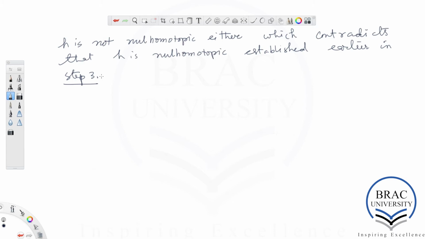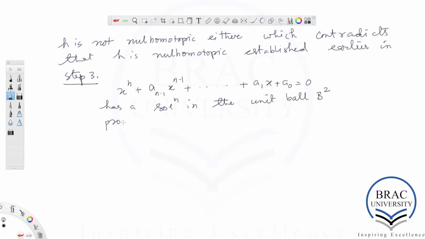In other words, the polynomial equation x to the n plus a n minus 1 x to the n minus 1 plus all the way up to a1 x plus a0 is equal to 0 has a solution in the unit ball B2 provided the mod of a n minus 1 plus all the way up to mod of a1 plus mod of a0 is bounded by 1. Okay, this is what we have proved in step 3, which is a special case of the fundamental theorem of algebra. Now in step 4, we prove the fundamental theorem of algebra in full generality.